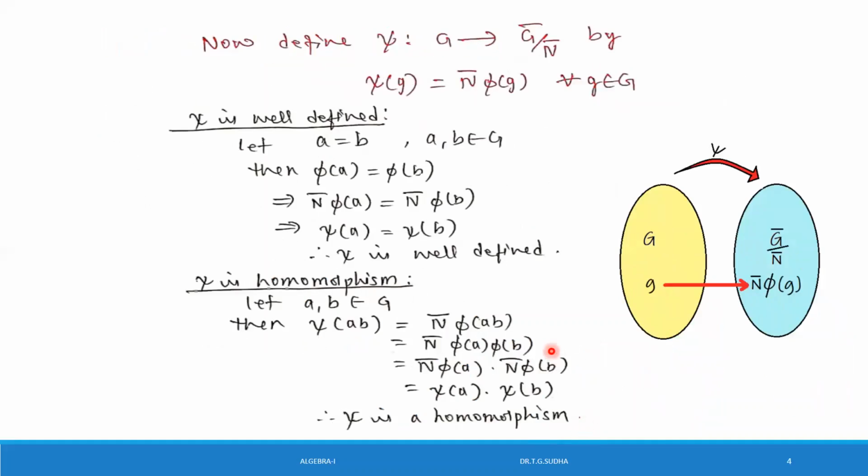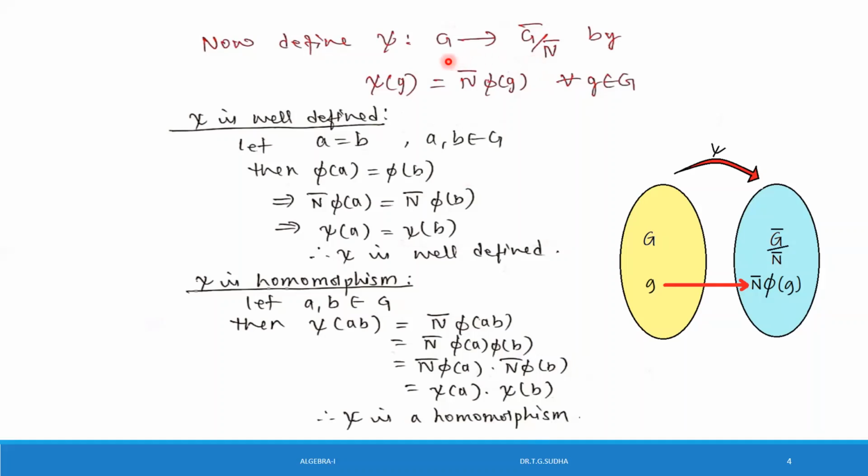Next, let us define a mapping psi from G to G bar by N bar, as we need to show that G by N is isomorphic to G bar by N bar. Here we are taking from G to G bar by N bar. If we are able to show that this psi is an onto homomorphism with the kernel N, then we are done with the result because of using the fundamental theorem of homomorphism.